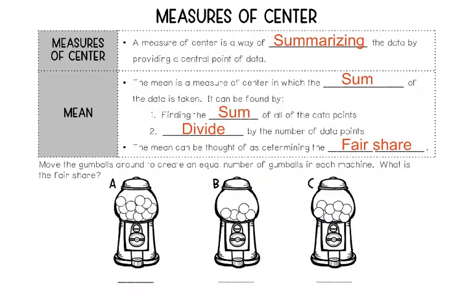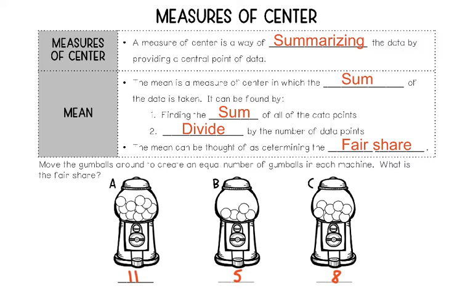Another way to think about the average or the mean is fair share. So let's look at this example with gumballs and these machines. Start by counting how many gumballs are in each machine. I count 11 in the first one, 5 in the second one, and 8 in the third one. Now what I want to do is move them around to create an equal number of gumballs in each machine. What would be the fair share?